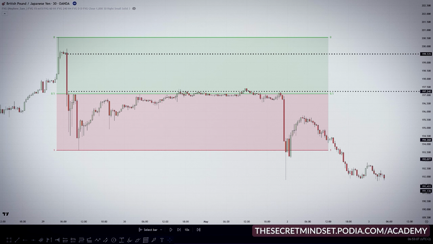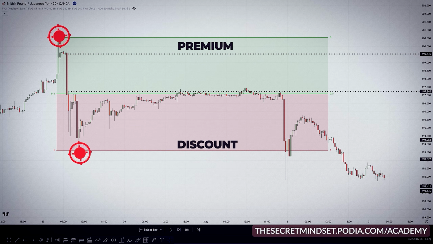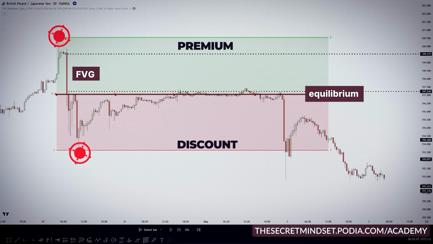You need to see the bigger picture first. Look at the total range of the larger price move. Find where price sits compared to recent highs and lows. Then spot the reference points market makers watch, the fair value gaps and liquidity voids. The middle ground, called equilibrium, marks the 50% point between swing highs and lows. This helps you know if price sits in premium or discount.